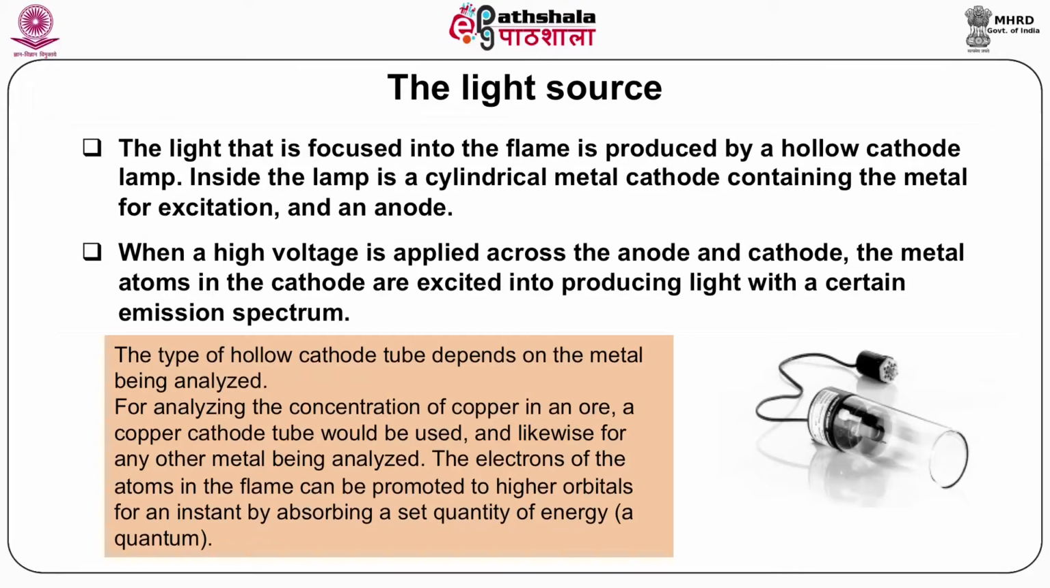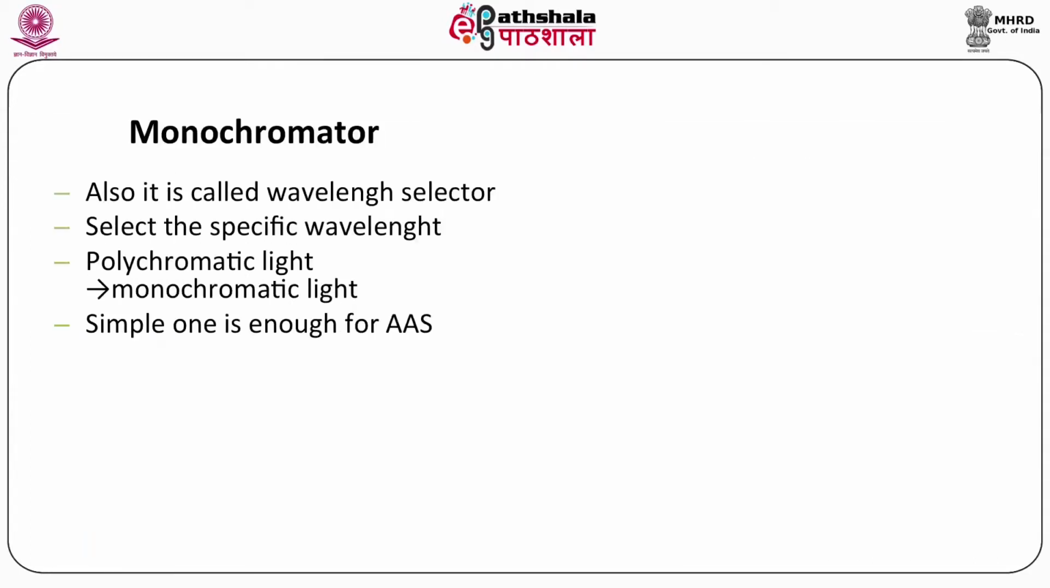You can see here the structure of the light source. We discuss the other component of atomic absorption spectroscopy, that is the monochromator. It is also called the wavelength selector, which selects the specific wavelength and converts polychromatic light into monochromatic light. A simple single monochromator is enough for atomic absorption spectroscopy.